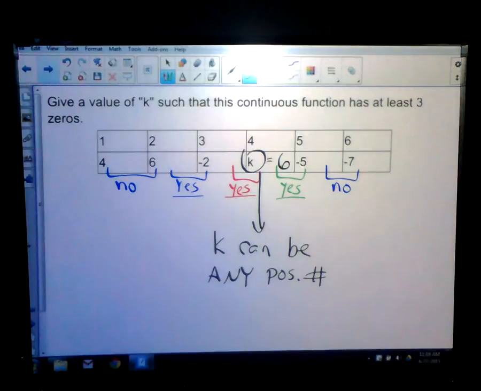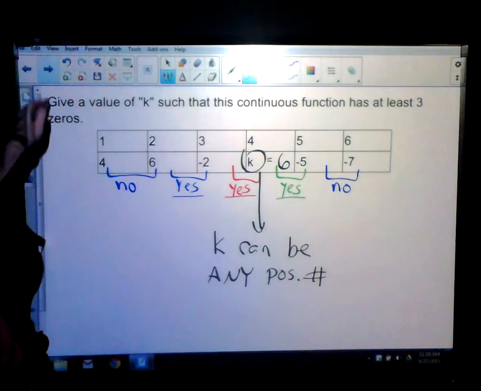Okay? This was a problem off an AP test a couple years ago. So just be aware of that. That's not even a calculus problem. That's a simple problem. But if you've never seen it before, you can't do it.